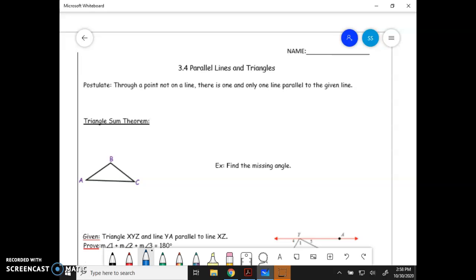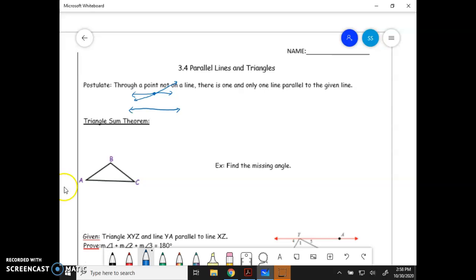line. Okay, so that sounds like a lot, but basically all that's saying is that if we have a line and you have a point that's not on that line, there's only one line that can go through this point and be parallel to that line. Any other line that we would draw through that point is not going to be parallel. Okay, that's all that's saying.